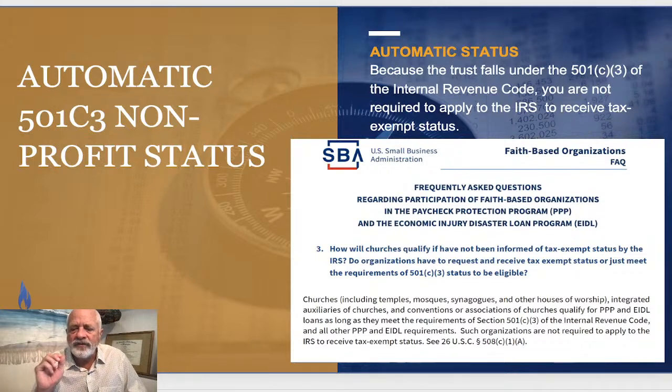Because listen, you're just getting a status, right? You're getting the special status for the trust. It's like being a diplomat. It's so great. Okay, now let's read down below what the answer is. Churches, comma. Okay, there's some parentheses, but otherwise, word for word, lifted out of the IRS code. Churches, integrated auxiliaries of churches, and conventions or associations of churches qualify for PPP and EIDL. So all that tax exempt stuff we saw in the code, they qualify for PPP and EIDL. So it's right there. As long as they meet the requirements of Section 501c3 of the IRS code and all of the PPP and EIDL requirements.